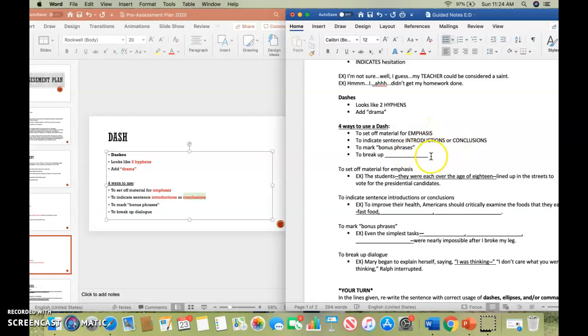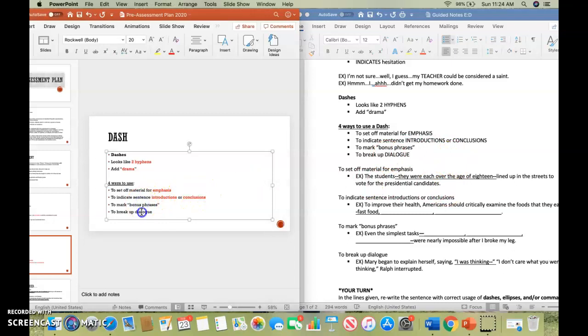And then our last one, also pretty easy, is to break up dialogue. A lot of you are doing really well with how to put dialogue in your writing and making sure the commas and the quotations and all the capitalization is correct. So this would also probably be a pretty easy one to do if you were to add in "as such." And that one should be red as well.